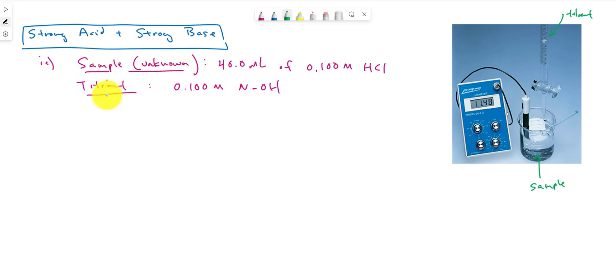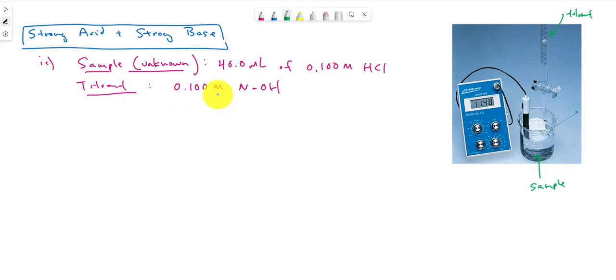So the example we're talking about here is our unknown. We actually know it because we're doing this by example, but we'll pretend this is the unknown. So that's the thing down here in this beaker. We have exactly 40.0 milliliters of 0.100 molar HCl, which is a strong acid. And then in our burette up here, our titrant, that's also a strong base. So that's why this is a strong acid, strong base titration with a very precisely known concentration.